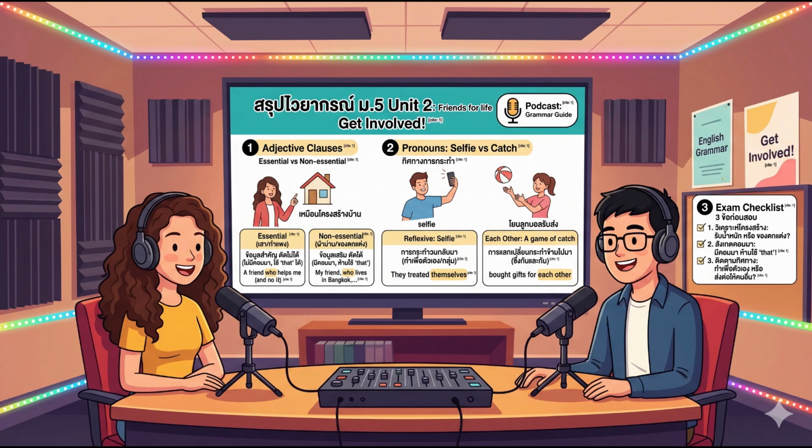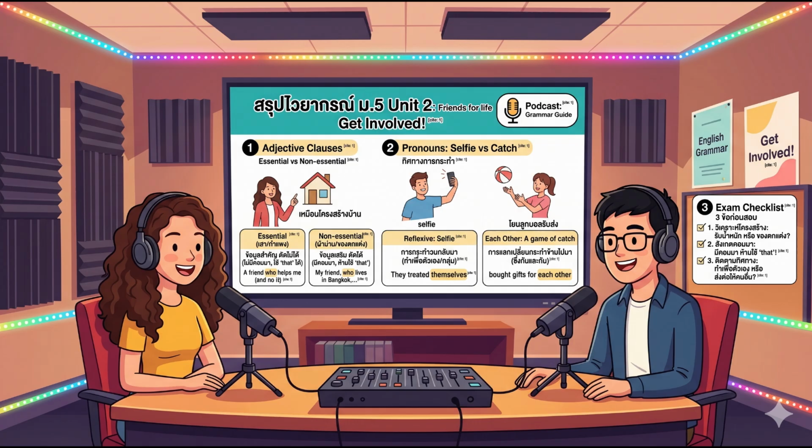Exactly. The ego of the group is centered. But if friend A bought a gift for friend B, and friend B bought a gift for friend C. Oh, then the action is actively crossing the space between individuals. Spot on. And that is when you use each other. If we connect this to the bigger picture of your Friends for Life theme, it beautifully highlights the difference between independent survival and mutual reciprocal support. That is brilliant. So what does this all mean for you on test day?